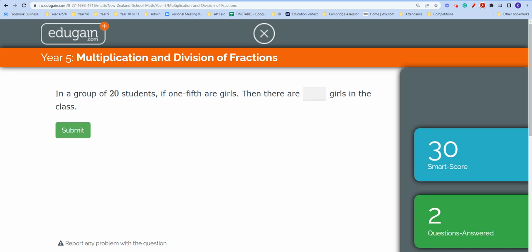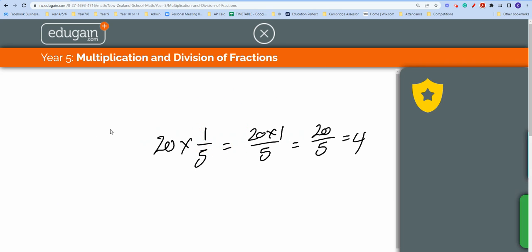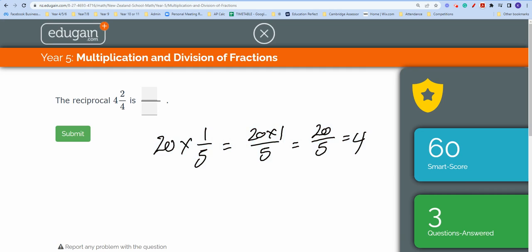All right, I got some suggested answers here. Suggested answer is 4. So we got 20 students and we multiply it by 1/5, which is 20 times 1 over 5, which is the same as 20 divided by 5, which is 4. So that gets me 4. Let's check if it's correct. All right, well done. He's correct.